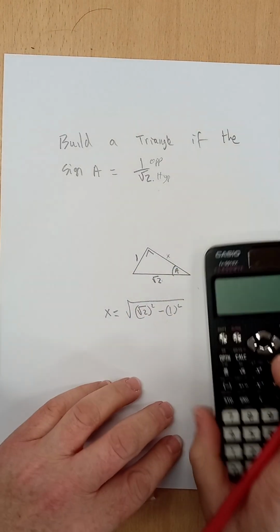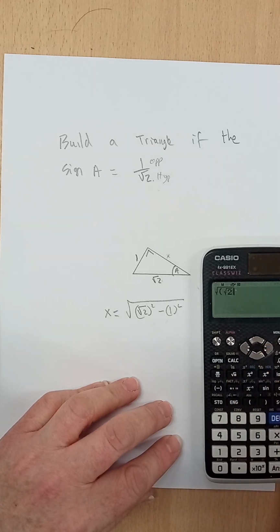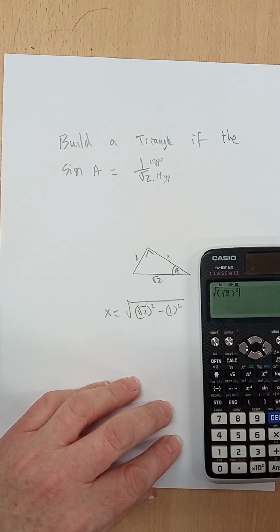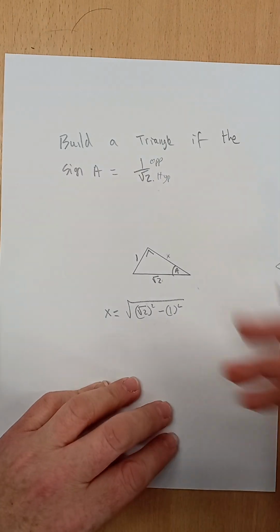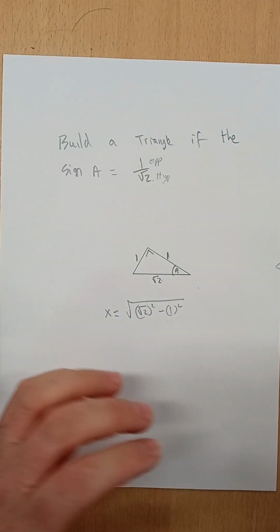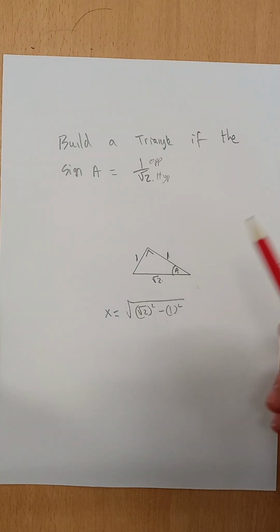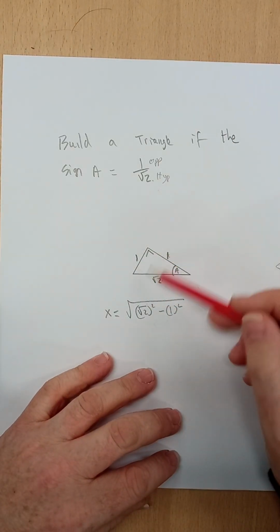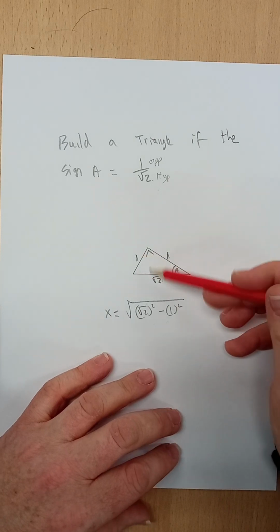So let your calculator do the lifting here. Bracket square root of 2 squared minus 1 squared. And it's 1. So the other side must have been 1. So there you go. That's how you'll find it to build a triangle and find the missing side. You sketch it or draw it, put in what you know, and then use Pythagoras to find what's missing.